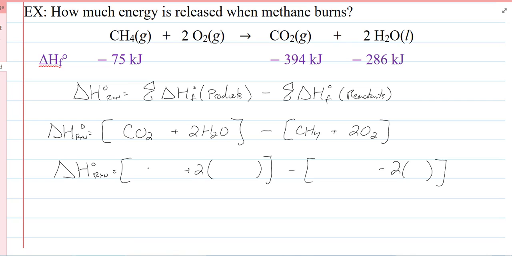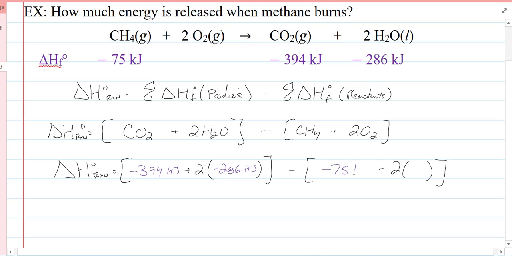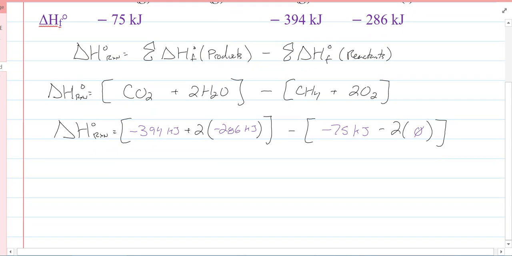We use purple here, so this is negative 394 kilojoules and negative 286 kilojoules. We had negative 75 kilojoules and 0 kilojoules. Doing this math, I get a delta H of the reaction equal to negative 891 kilojoules per 1 mole of reaction. And this is a heat of combustion.